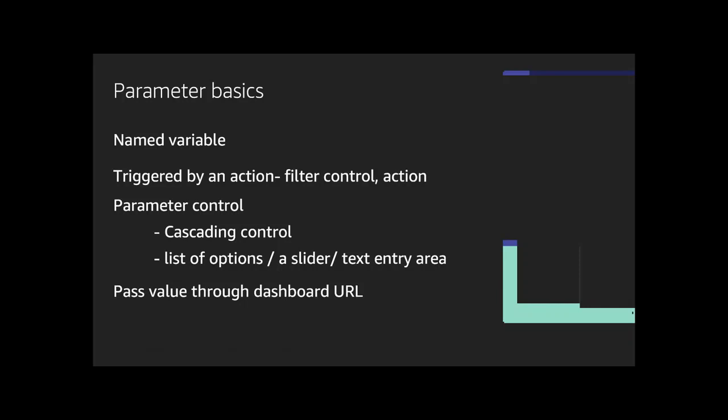If you don't create a control, you can still pass a value to your parameter in the dashboard URL. So that's at the high level what parameters are. It's a named variable that can be used to drive your interactivity. It can be filter control or action control. We do have also cascading control, an effective way to restrict values that will be chosen from a control. And there's a list of options there, slider or text entry area.